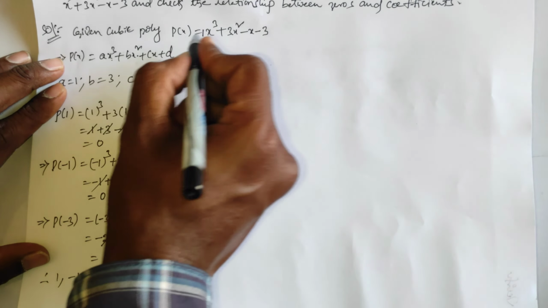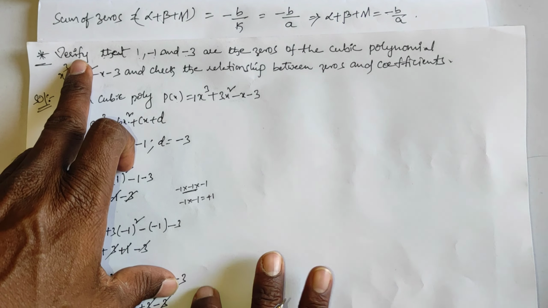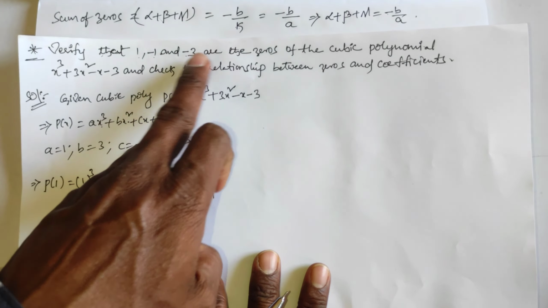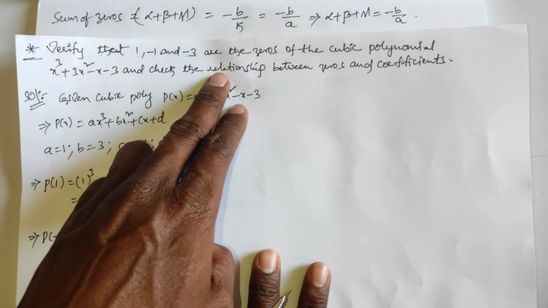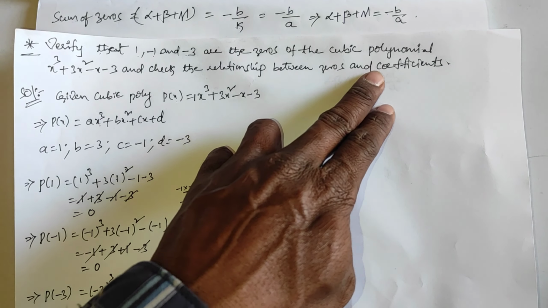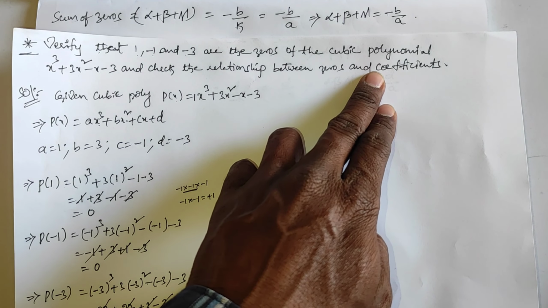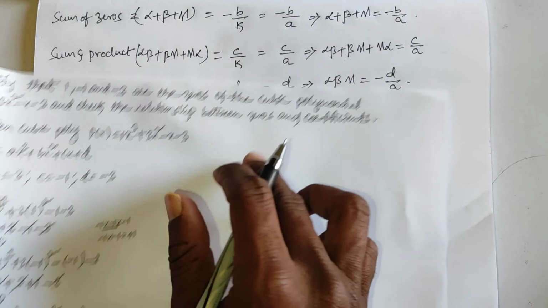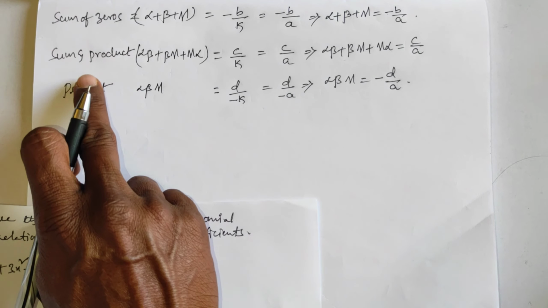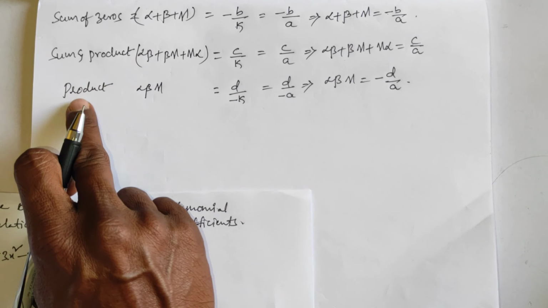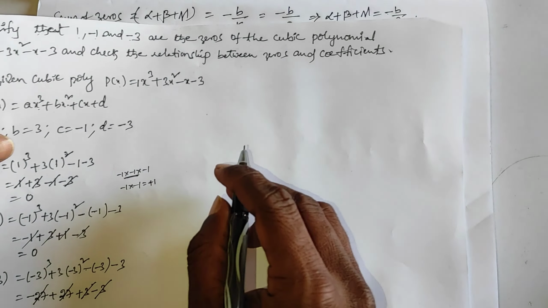Zeros of what? The given polynomial x cube plus 3x square minus x minus 3. So first we have verified, as given in the question. Now what do we have to do? We have to check the relationship between zeros and coefficients. We know the relations: sum of the zeros, sum of products taken two at a time, and product. Now we'll write here again.